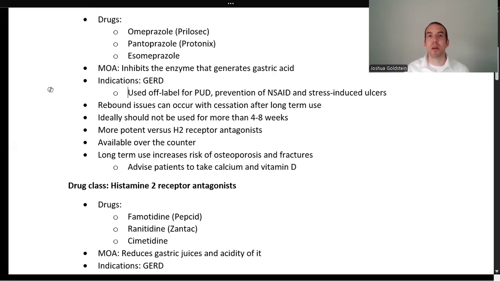Again, the proton pump inhibitors block the proton pumps from pumping out that acid, so there's less acid. The environment is less toxic. We use this for GERD. We also use this for peptic ulcer disease.